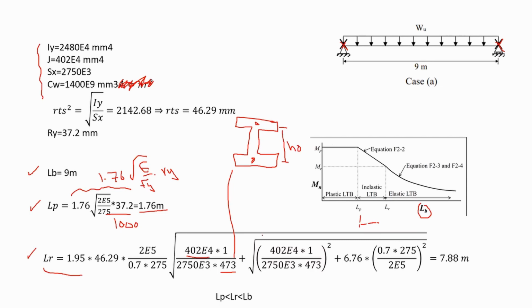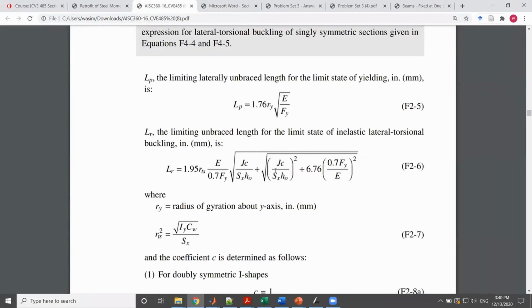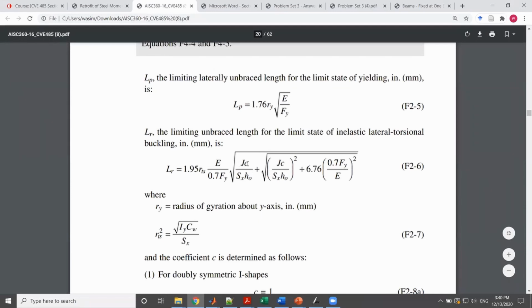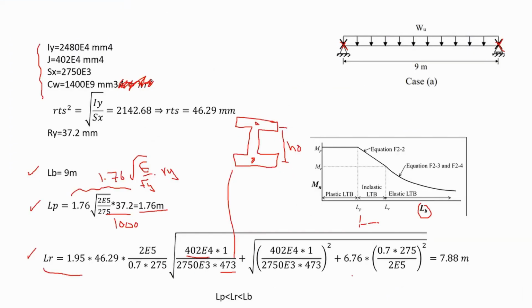Okay, what else? Now, if you check again your equation, the terms start to repeat. So Jc, this is the polar moment of inertia, and all the terms are repeating again. So you substitute everything in the equation and calculate. The LR appears to be 7.88 meters. Now, as you can see in here, LB is actually bigger than LP and bigger than LR. Therefore, we are talking about this region where we will have to use equations that are related to this part.